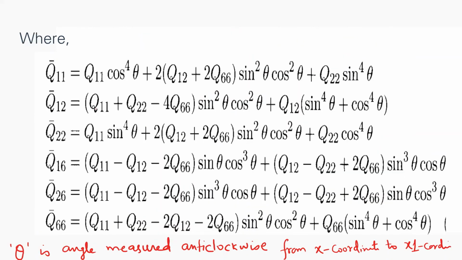And now Q11 bar would be equal to Q11 cos to the power 4 theta plus 2 (Q12 plus 2 Q66) sin square theta cos square theta plus Q22 sin to the power 4 theta. So these are the relations given with the transformation matrix. Here theta is the angle measured anticlockwise from the x coordinate to the x1 coordinate.